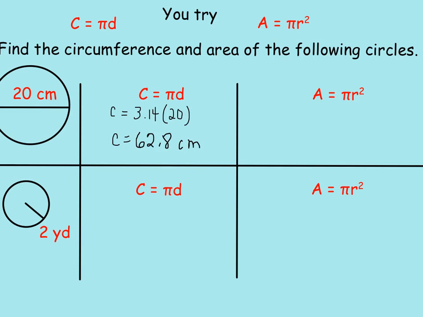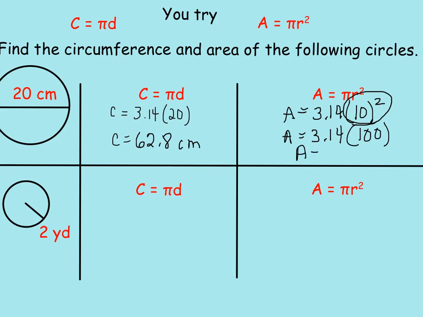Now let's do the area of that same circle. Area equals 3.14 times the radius squared. Now the radius on this circle is going to be 10. So we want to take 10 to the second power first. That gives us 3.14 times 100. That gives us a final area of 314 centimeters squared.